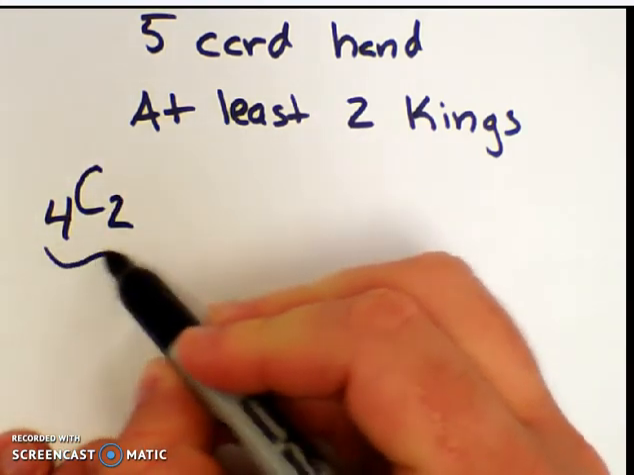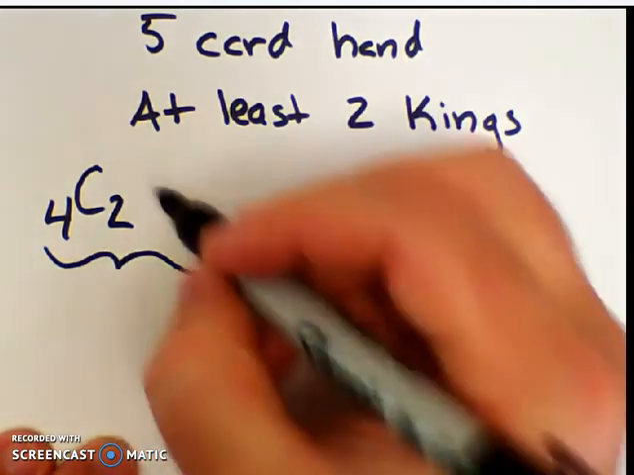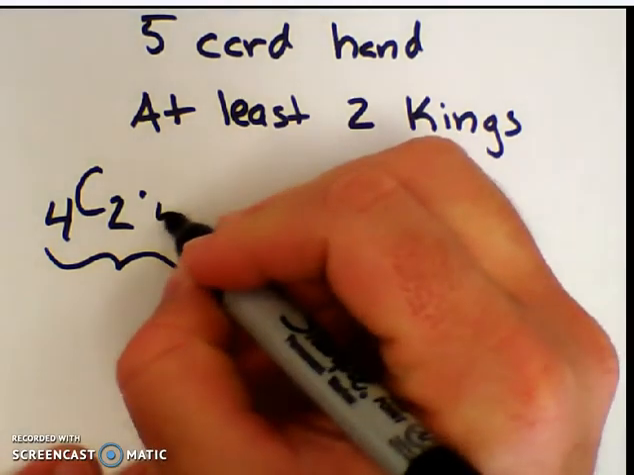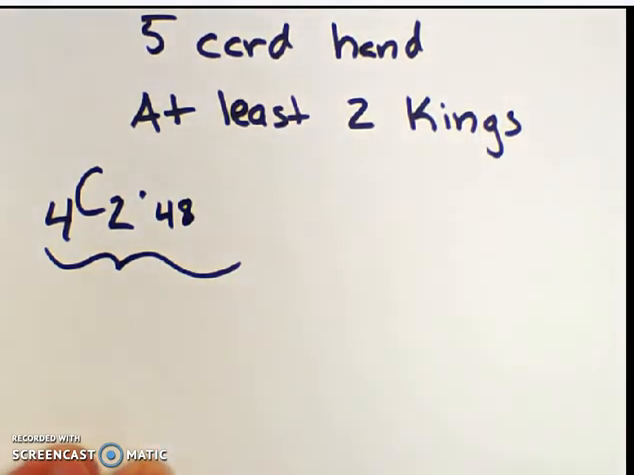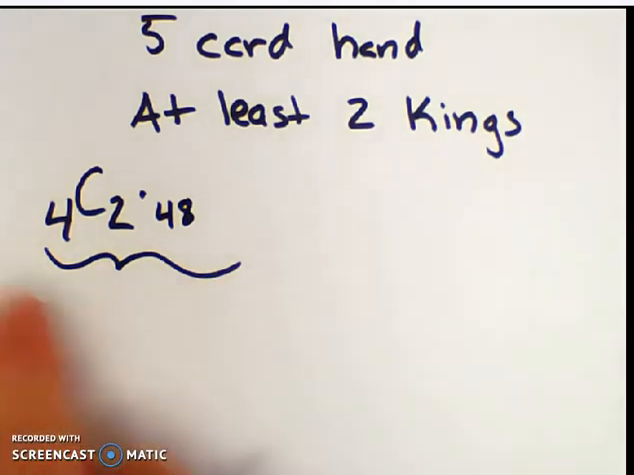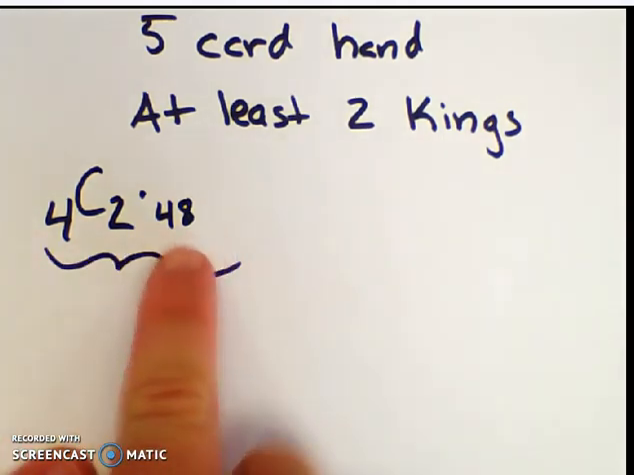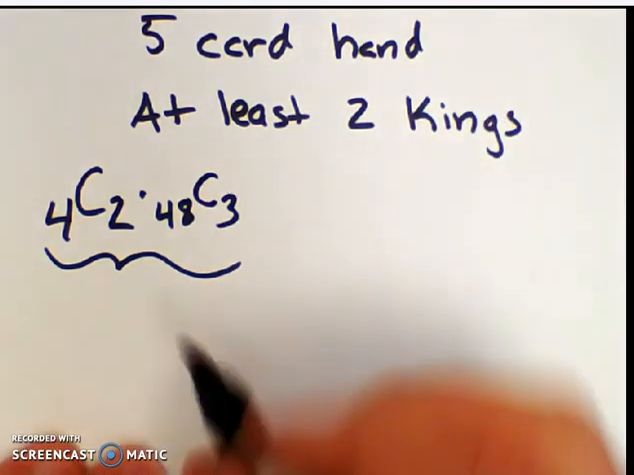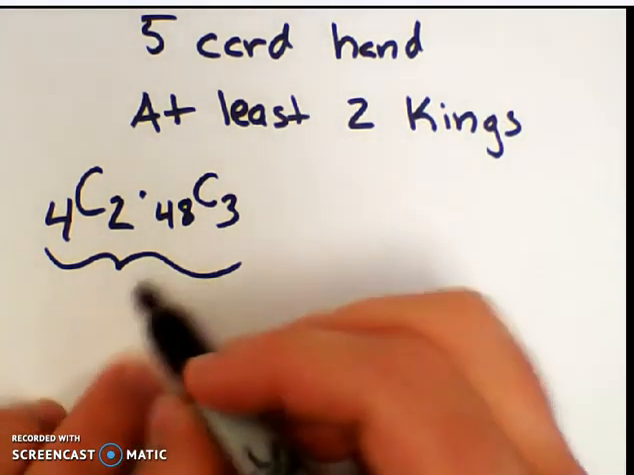Well, I need to finish my 5-card hand, so I need to multiply it by how many ways I can have the other 3 cards that are not kings. Well, there are 48 cards that are not kings. All you got to do is take the 52 cards in the deck, subtract the 4 kings away, and you get 48. And you're choosing 3 from that stack. That is when you have exactly 2 kings.